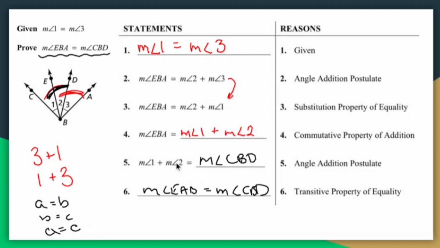So what are they doing here? Way up here, they say that EBA is 1 plus 2. 1 plus 2 is CBD, so let's skip the middleman and say EBA is CBD. And that was supposed to be EBA, so let me erase that and make that look better. Otherwise, that would not be a good way to end this video, to have a wrong statement up on the picture. But despite that tiny little mistake, that's my guy.